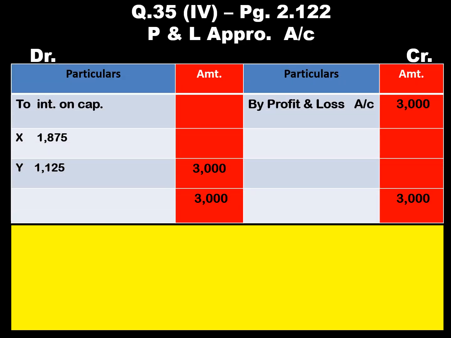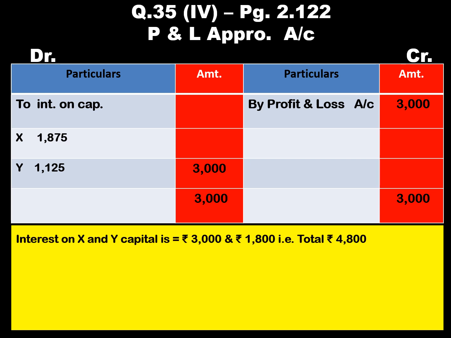In the same question, the fourth part, this is a very important one. In this case, the profit was given as only 3,000, and the condition is the same. Partners will get 6% interest on capital. As we discussed in the previous case, if we provide interest on capital, X will get 3,000 rupees and Y will get 1,800 rupees.